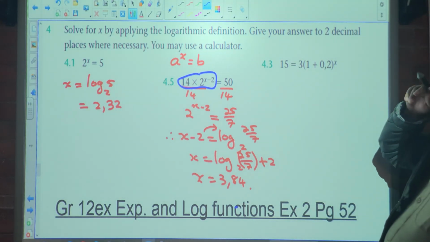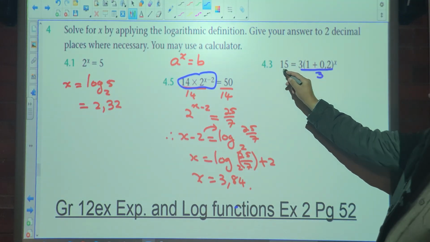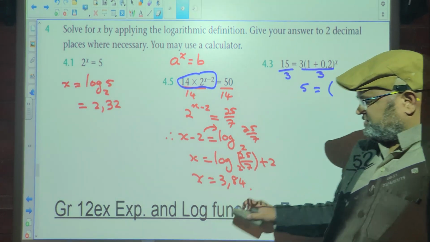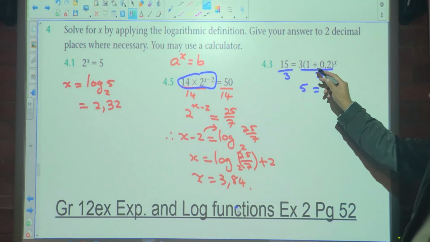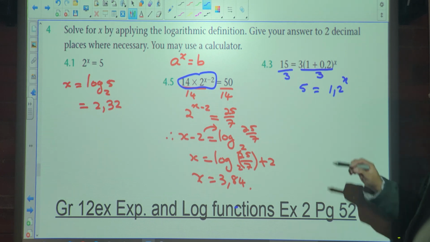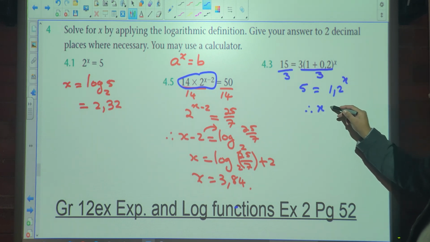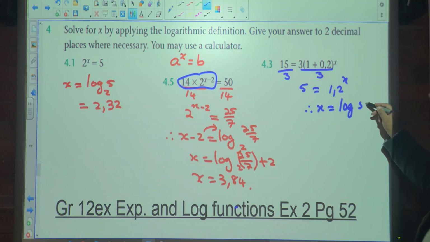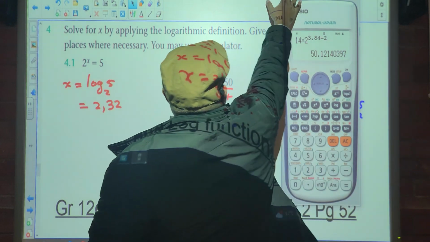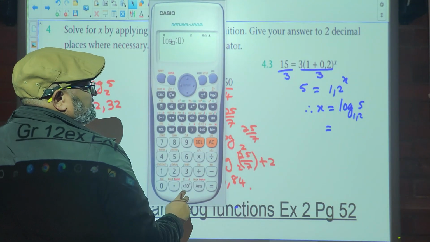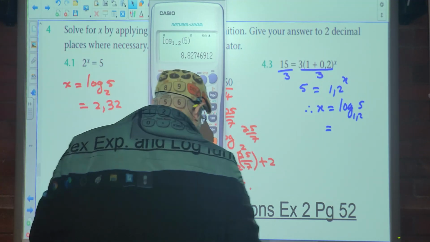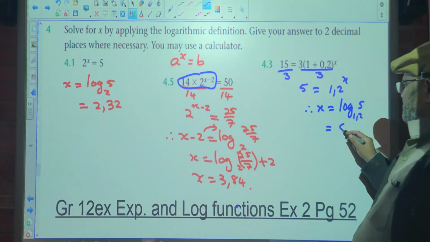Okay, the next one. What do we have to do first? Divide by 3. So 5 is equal to 1.2 to the x. You all agree with that? So 1 plus 0.2 is 1.2 to the x. Now I can apply the log again. So therefore x is equal to log 5 base 1.2. Here we go, log 5 base 1.2 gives you 8.8. Is that correct?